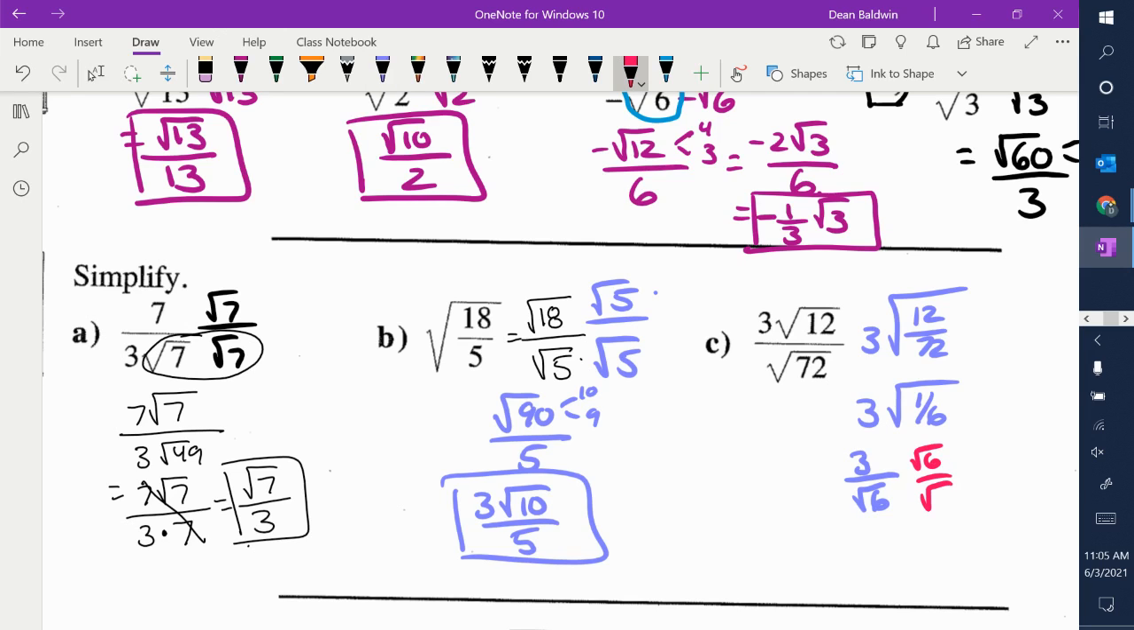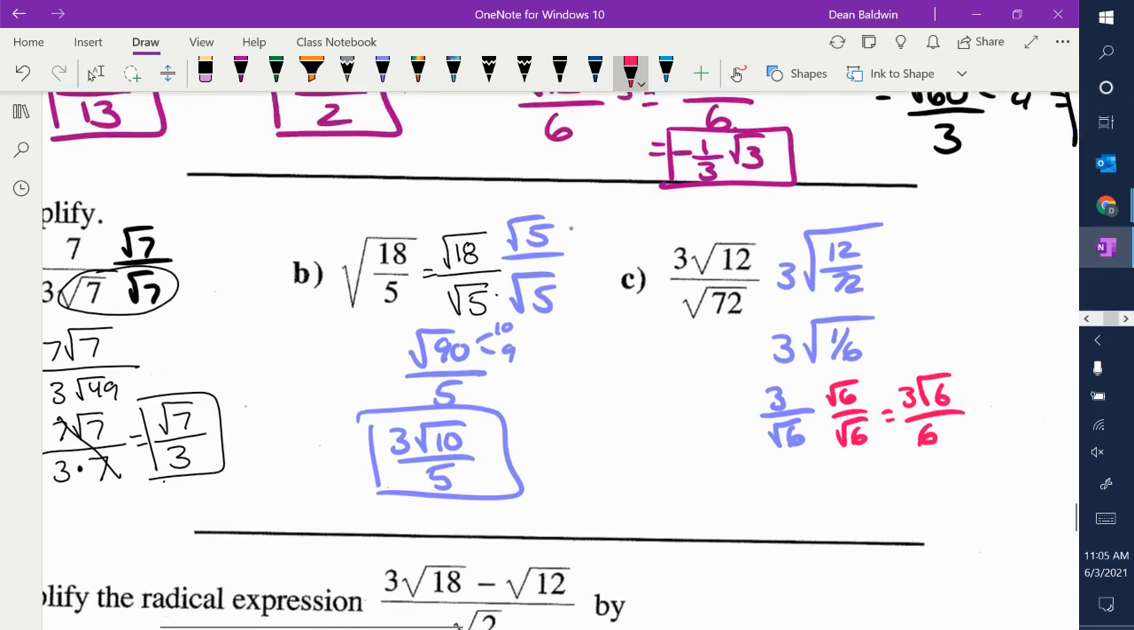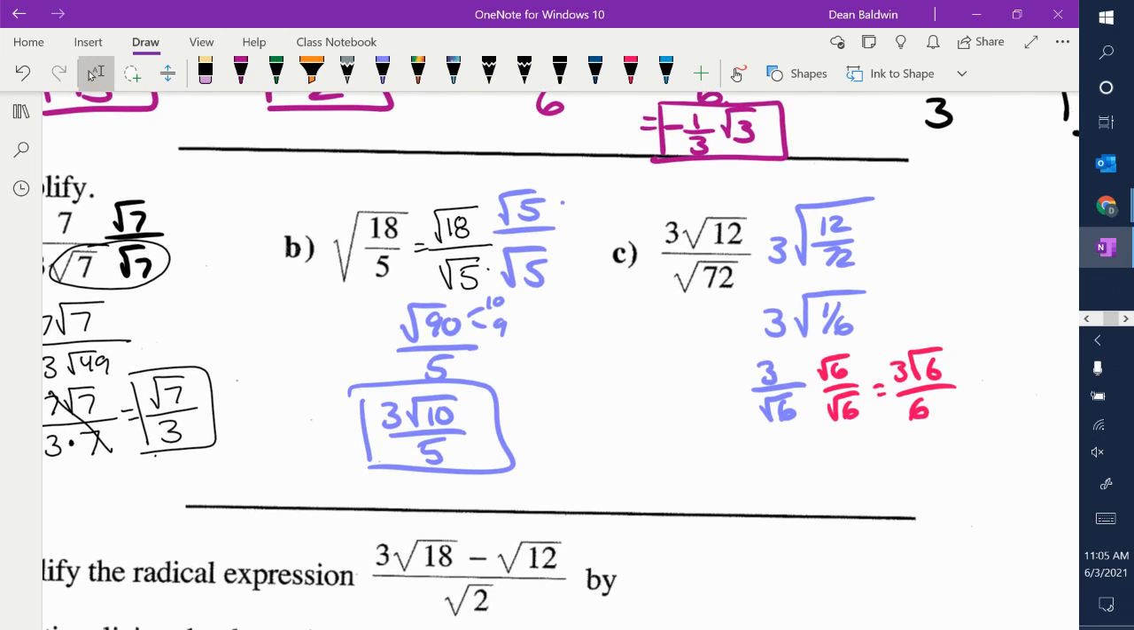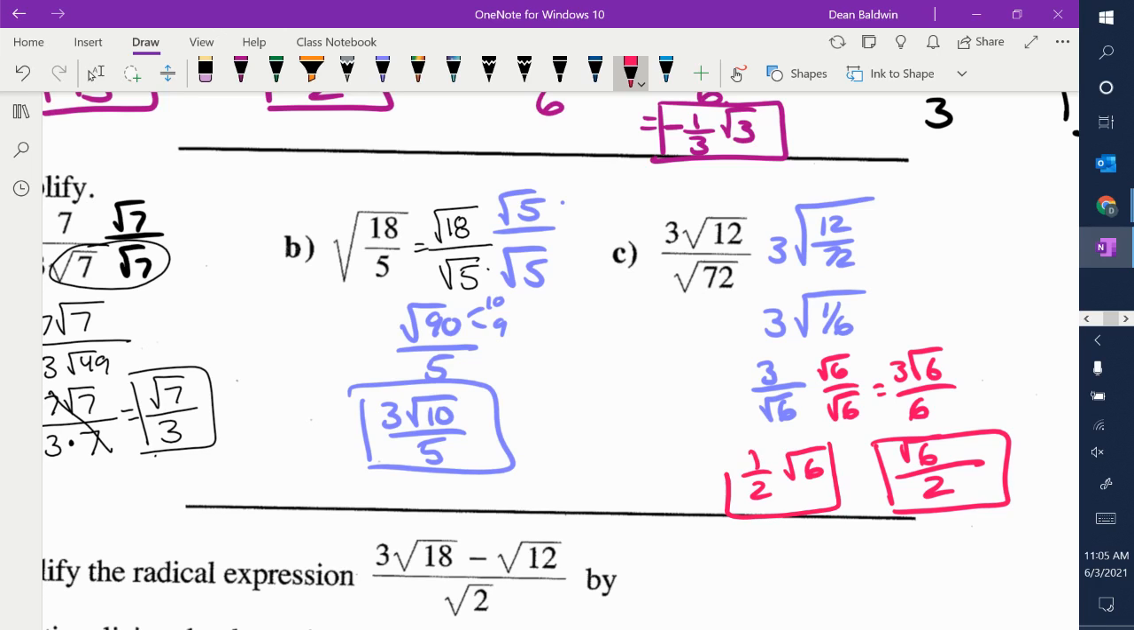Root 6 over root 6. 3 root 6 over 6. What does the 3 and the 6 reduce to? 1/2. So root 6 over 2, or if you prefer, 1/2 root 6. Those are the same thing.